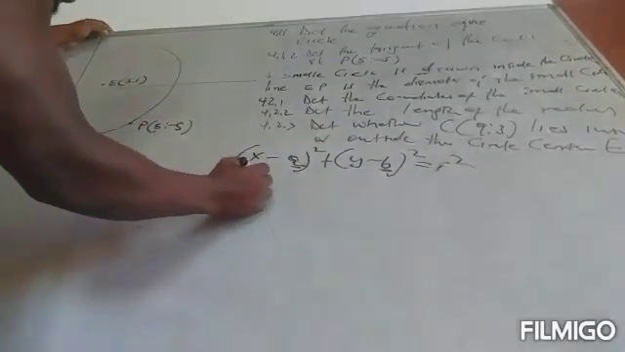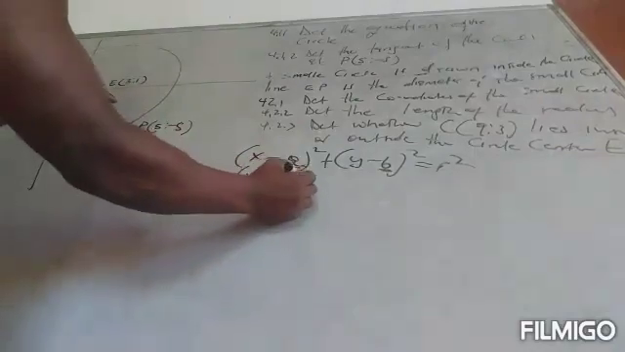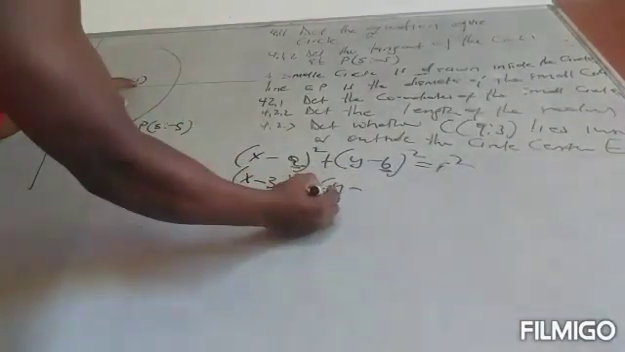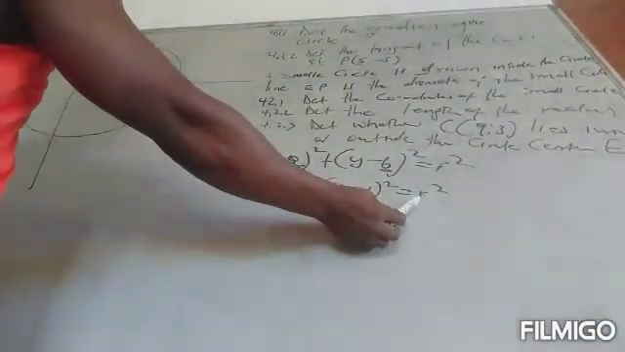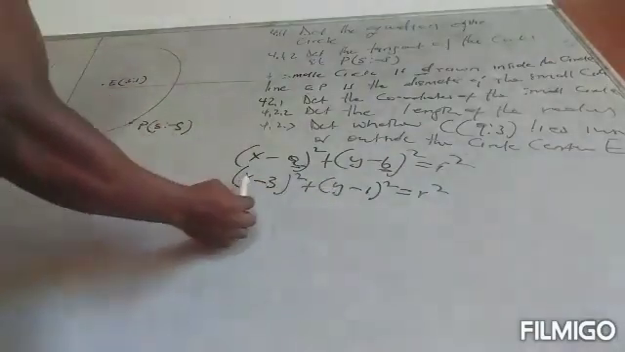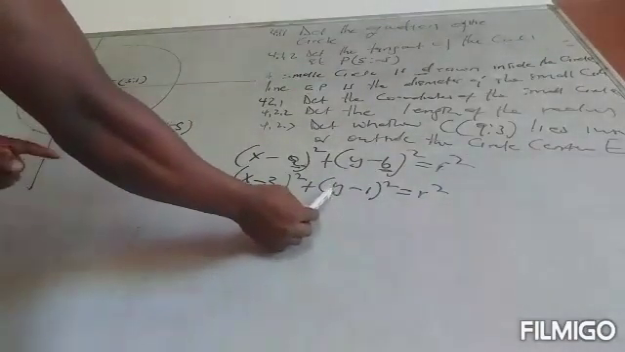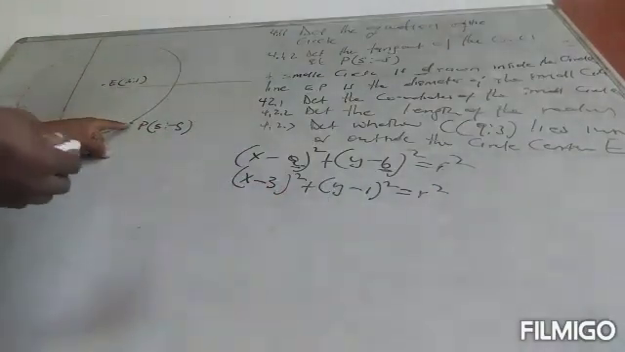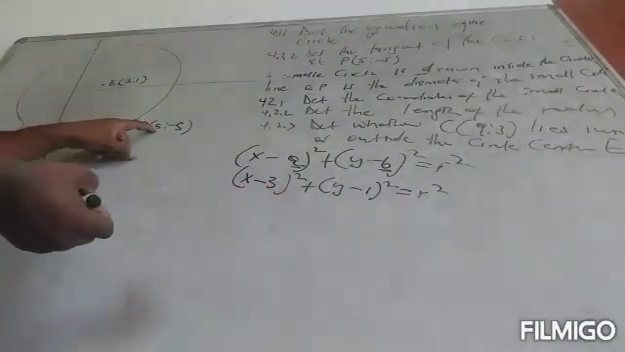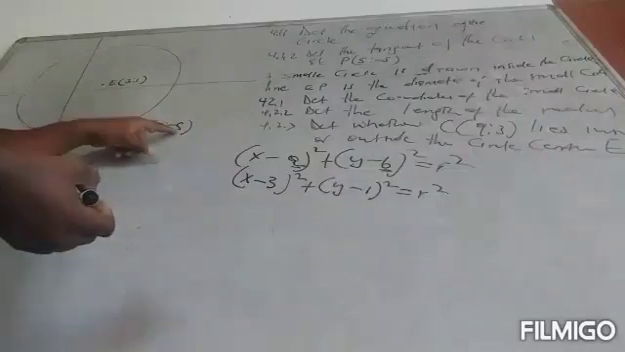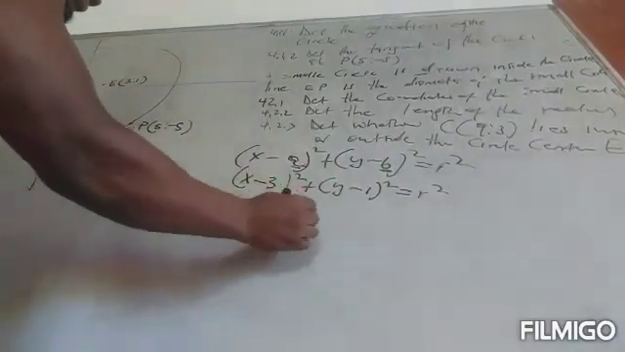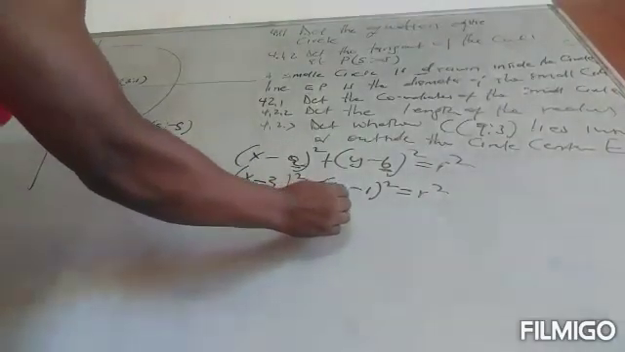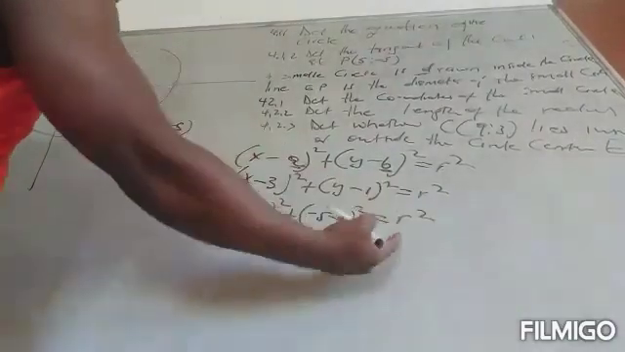So it's going to be x minus 3 all squared plus y minus 1 all squared is equal to r squared. To get r squared, we have to look at a point that is on the circumference of the circle. The point is P. So x is 5 at P, and y is minus 5. So 5 minus 3 all squared plus minus 5 minus 1 all squared is equal to r squared.